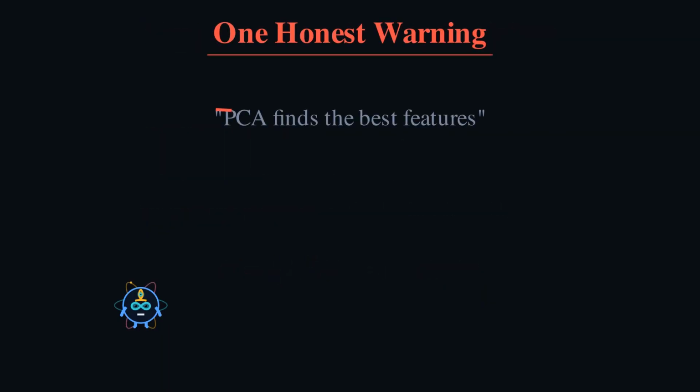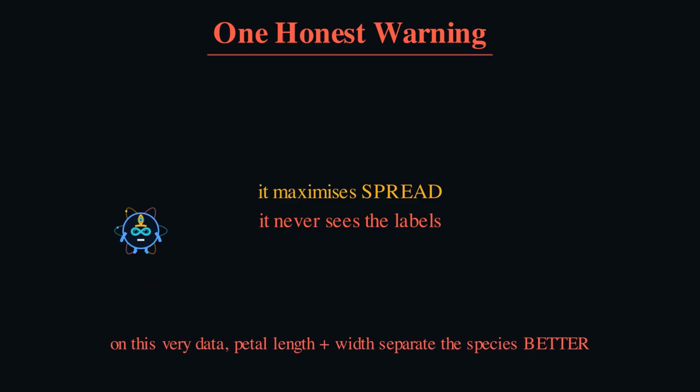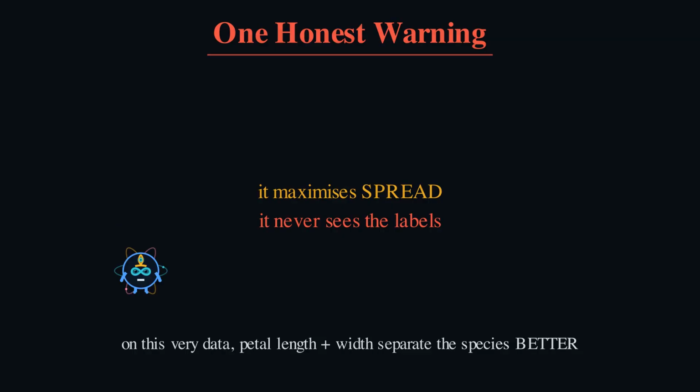One thing before the code, because almost every explanation skips it. People say PCA finds the best features. It does not. It maximizes spread, and it is never told which flower is which. Spread and usefulness are not the same thing. On this very data set, just picking petal length and petal width pulls the three species further apart than PCA's own answer does. PCA had no way to know that mattered. Use it to see your data, not to decide what is important.